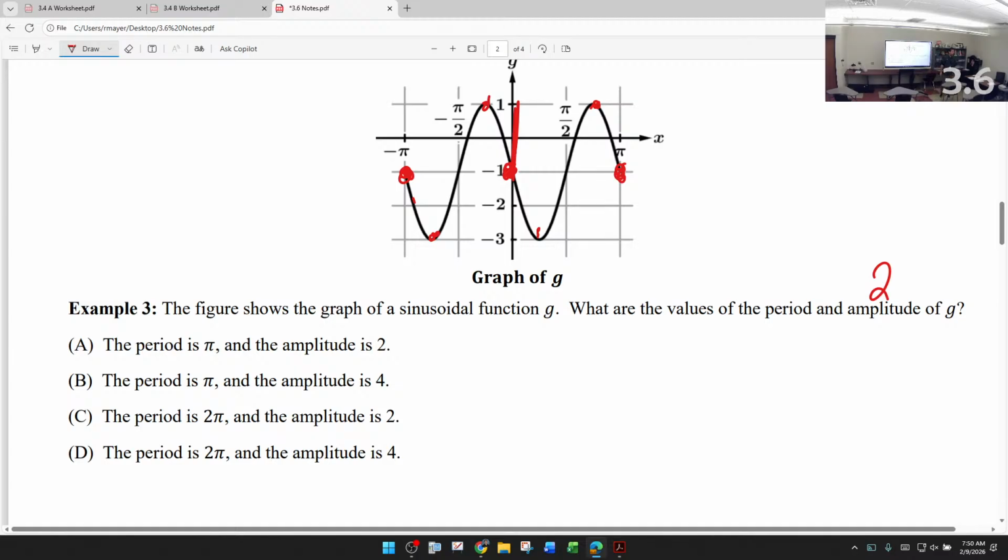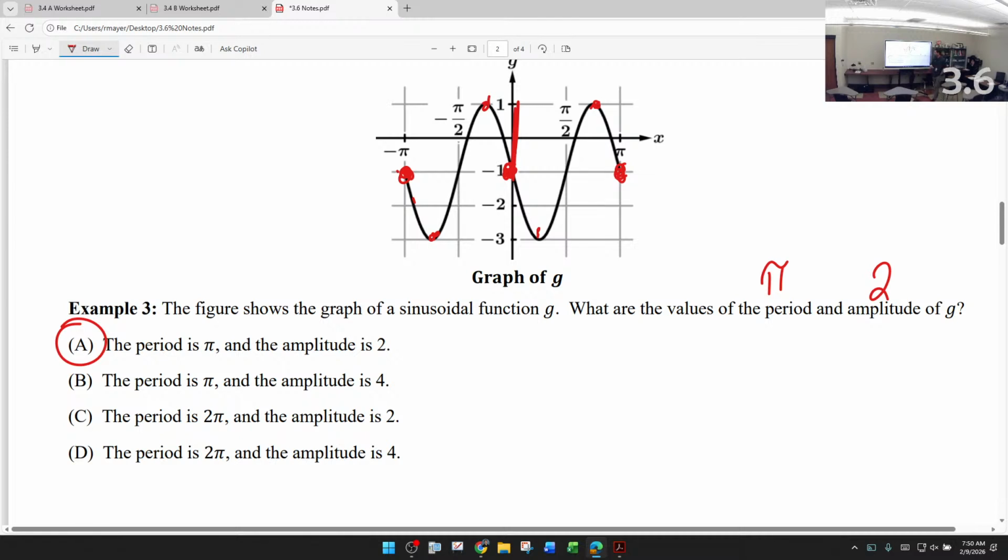that's nice because I don't have to do any subtraction, addition, whatever. That period is pi. And so now I'm looking: the period is pi and the amplitude is 2, that's A. The period is pi and the amplitude is 4? No, that's not the amplitude, that's the distance from the minimum to the maximum. The period is 2 pi? No, if I go from negative pi to pi, I've done 2 cycles. So it's not 2 pi.